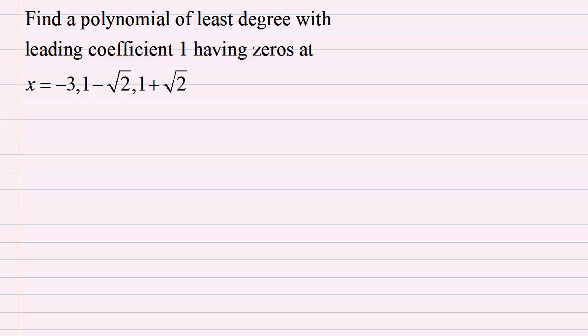Find a polynomial of least degree with a leading coefficient 1 having zeros at negative 3, at 1 minus the square root of 2, and at 1 plus the square root of 2.